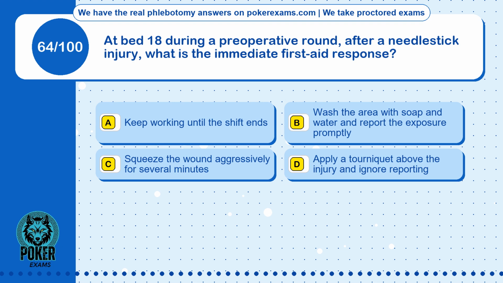Question 64. At bed 18 during a preoperative round, after a needle stick injury, what is the immediate first aid response? Option A, keep working until the shift ends. Option B, wash the area with soap and water and report the exposure promptly. Option C, squeeze the wound aggressively for several minutes. Option D, apply a tourniquet above the injury and ignore reporting.